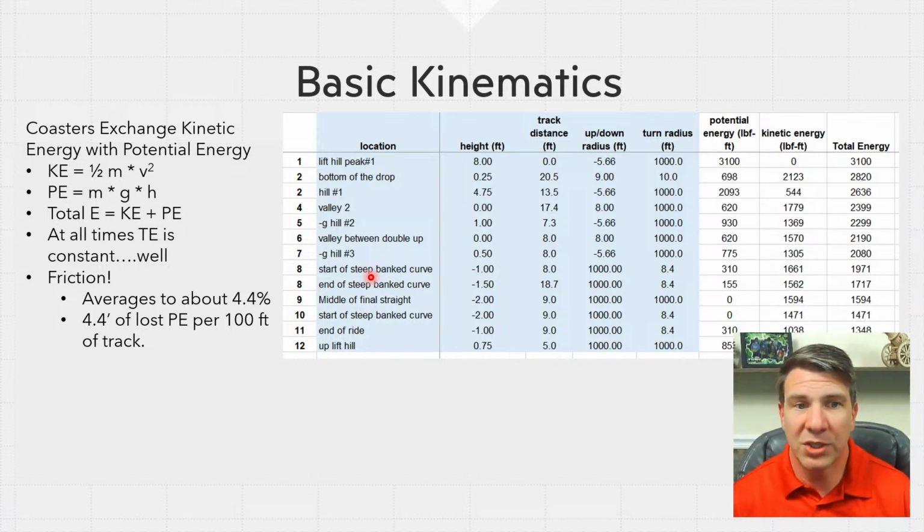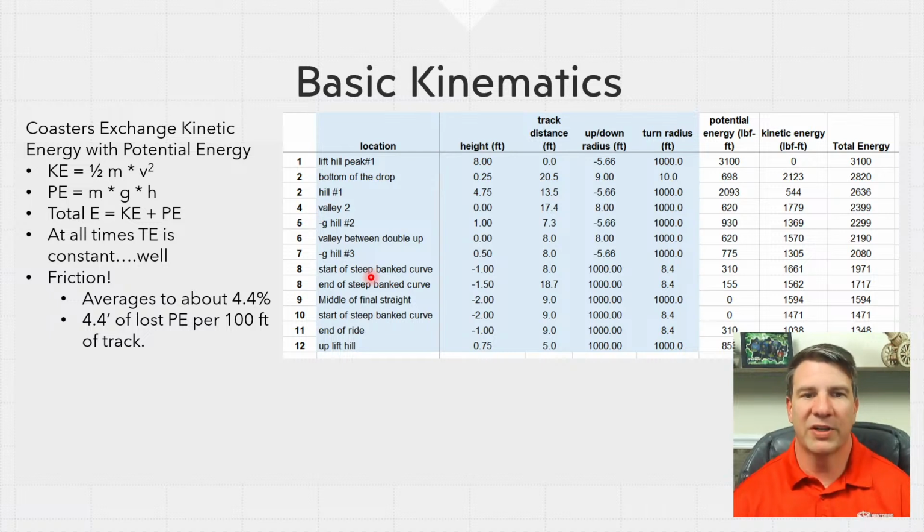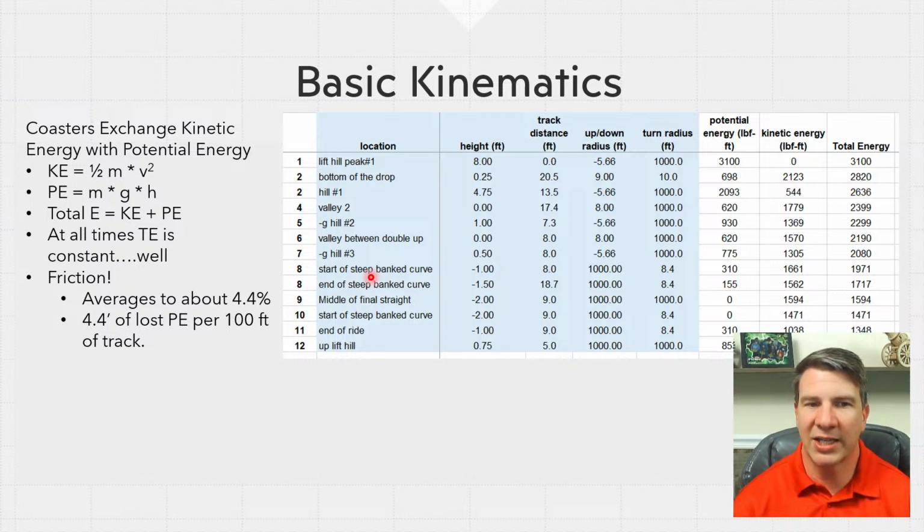So on my coaster here, I found out that we had about a 4.4% energy loss. And the way I like to think about this, because I can't think of a better way to do it, is we're going to lose 4.4%, or 4.4 feet of lost potential energy per 100 feet of track. If you want to think about me sitting 100 feet of track at an angle, one of the ends would have to be 4.5 feet taller than the other just to get the coaster cart to roll down.